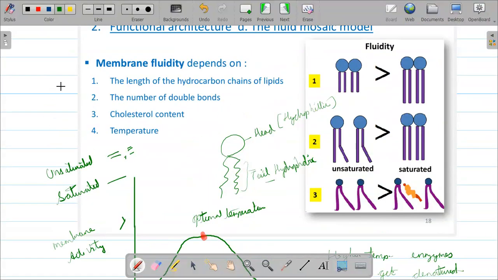Okay. First, are you able to understand about the length of the hydrocarbon? Yes, sir. That's no problem, right? And the number of bonds, the saturated and unsaturated acids. Okay, before that, which one is very good for your health: saturated fatty acid or unsaturated fatty acid?